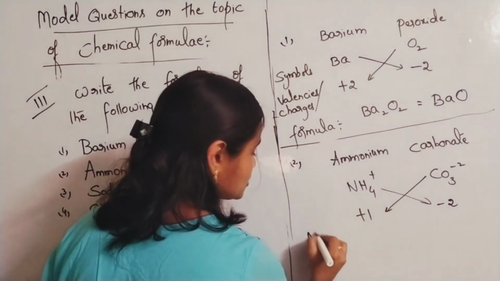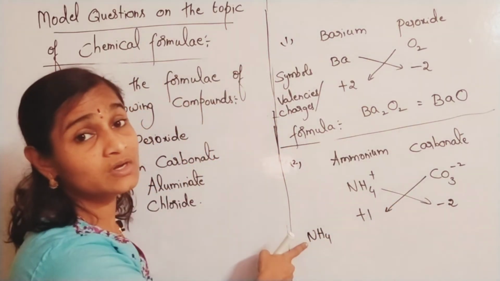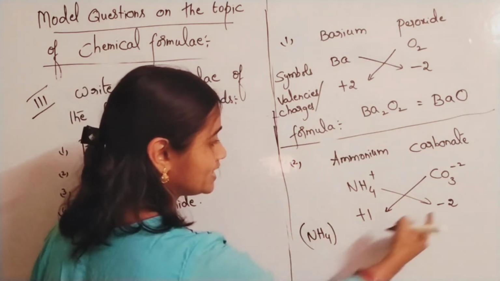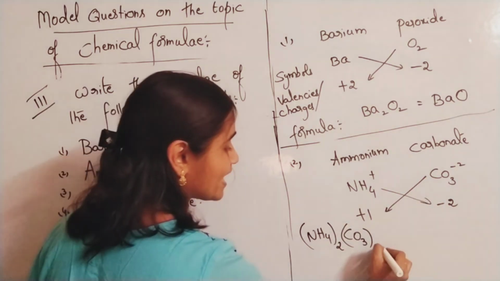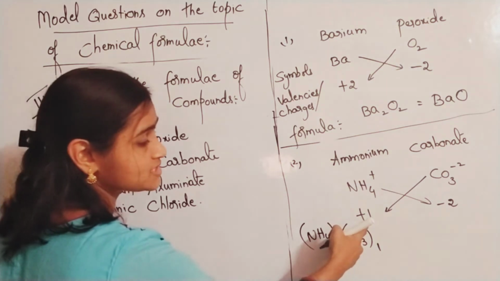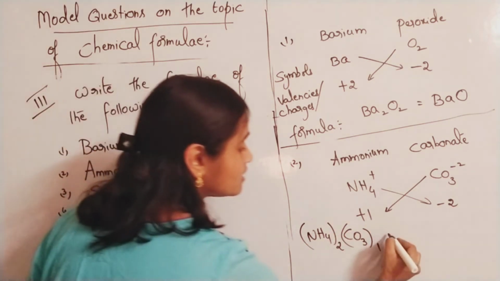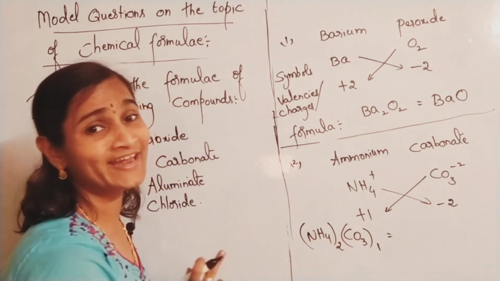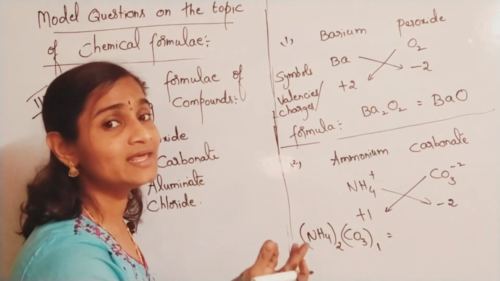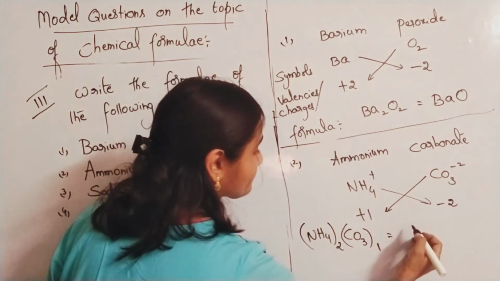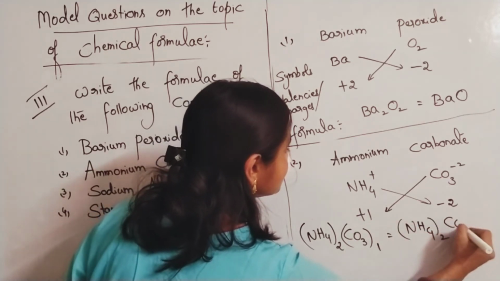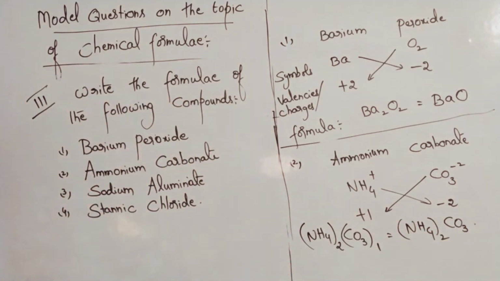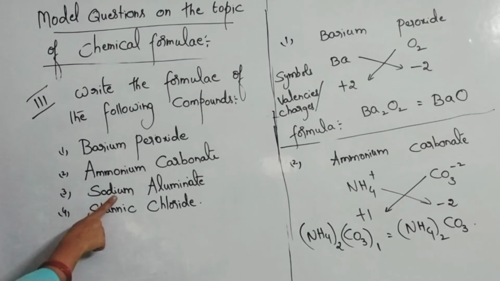Crossover. NH4 is a compound ion, so keep it in bracket. NH4 taken twice. CO3 also is a compound ion, so that also you keep in bracket and keep 1 outside. Here the crossed number, what number is there? 1. Okay. So if only 1 is there, no need of keeping bracket. If more than 1 of the ions are there, you have to keep them in bracket. Okay, so what is the formula of ammonium carbonate? NH4 taken twice, CO3. Ammonium carbonate. And then sodium aluminate.